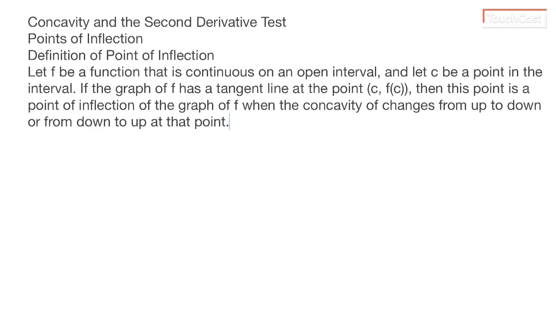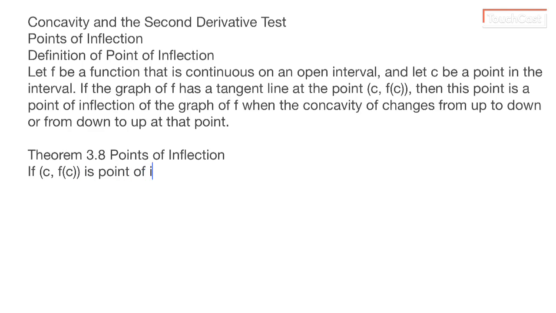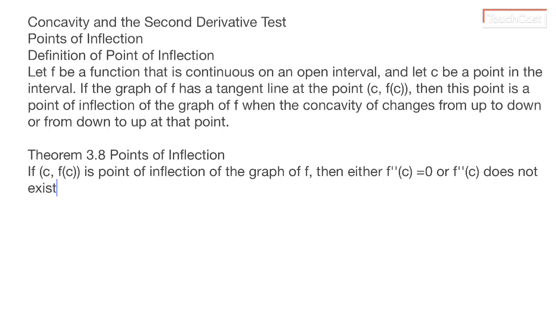So basically a point of inflection is the point where we change from going down to up or from going up to down. In a way, it's kind of like a max or a min. I've got a theorem, theorem 3.8, on points of inflection. If the point (c, f(c)) is a point of inflection of the graph of f, then either f double prime of c is equal to 0, or f double prime at c does not exist. So the second derivative at a point of inflection is either 0 or it doesn't exist.